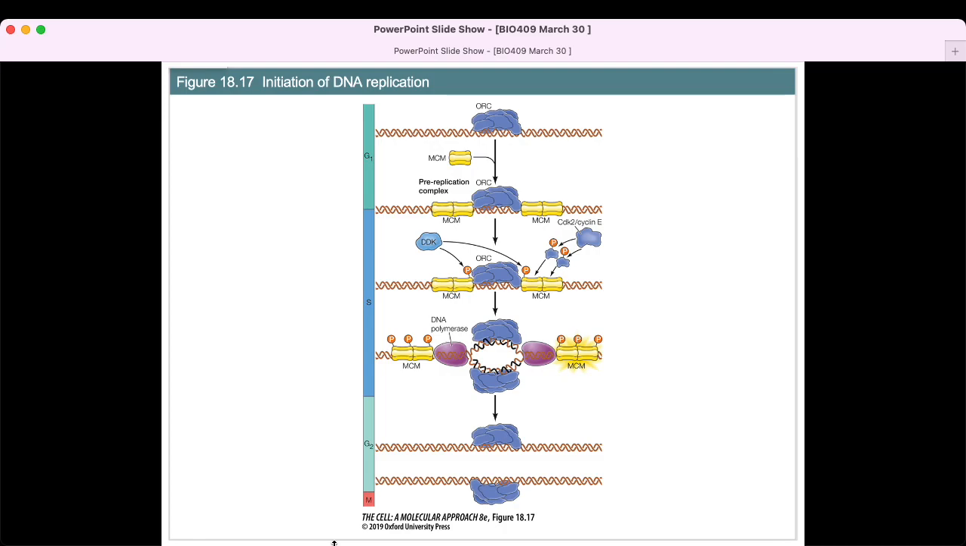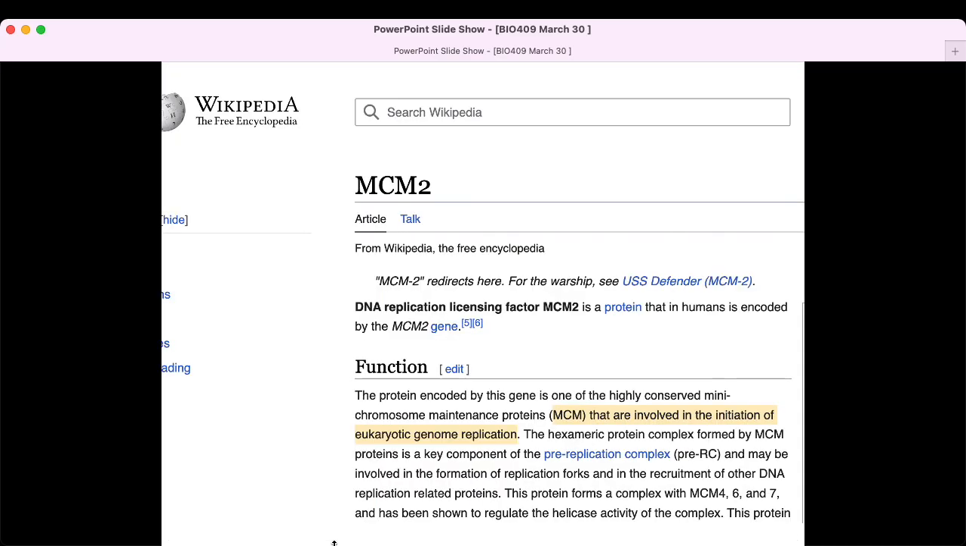It's satisfying to see that. There's no additional magic, and you will learn about that if you go to grad school. It's just boom, we're replicating DNA. Let's go. I just want to show you that, because that's the purpose of that figure. And just to show you this, we can learn the name of these MCM proteins, and just see MCM are involved in the initiation of eukaryotic genome replication.